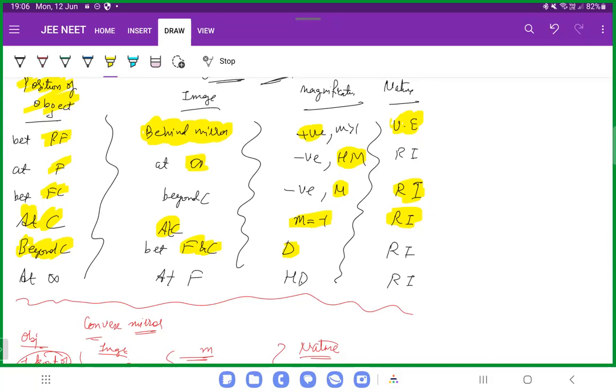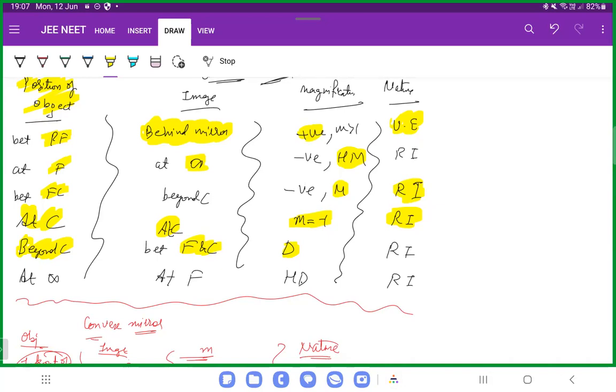So again, at infinity, or at focus, it will be highly diminished, very, very small. When the word highly comes, it is either very, very small or very, very large. Highly magnified is very, very large. Highly diminished is very, very small. Make a small note for it.